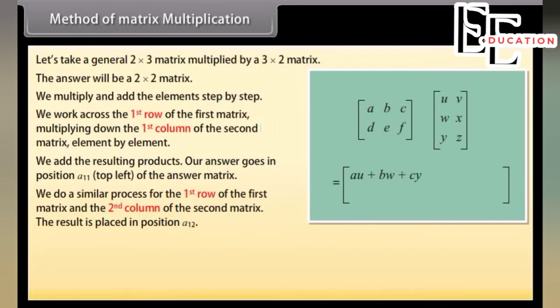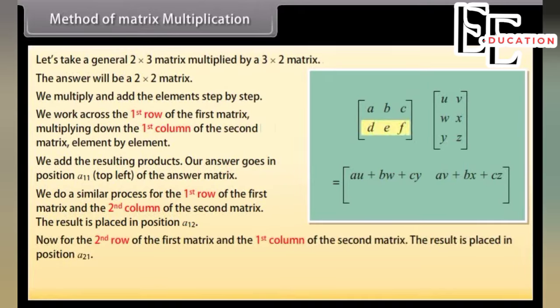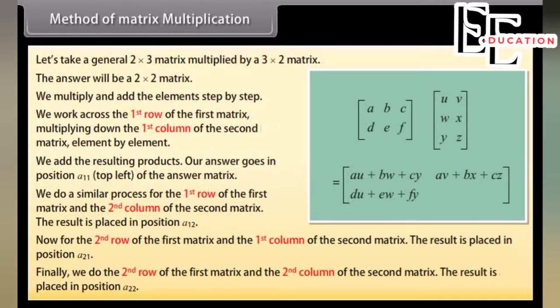We do a similar process for the first row of the first matrix and the second column of the second matrix. The result is placed in position A1,2. Now for the second row of the first matrix and the first column of the second matrix, the result is placed in position A2,1. Finally, we do the second row of the first matrix and the second column of the second matrix. The result is placed in position A2,2.